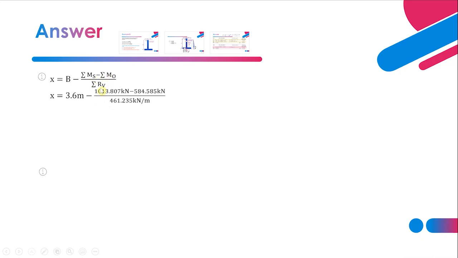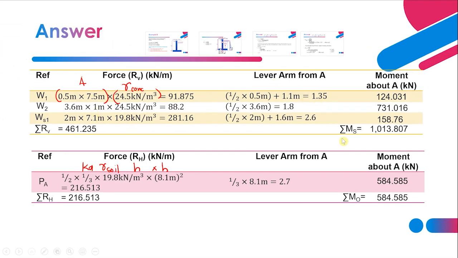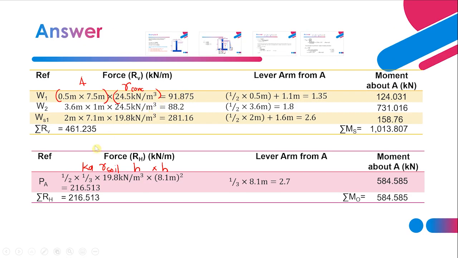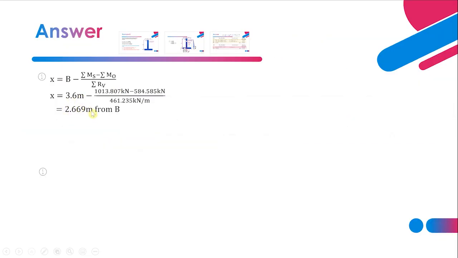Just take the value of stabilizing moment and overturning moment from this table. So stabilizing moment is this one and overturning is this one. Put them in the formula, and divide by the vertical forces, 461.235. Okay, here the vertical forces are 461.235. Then this is the value. This answer is the position measured from point B.